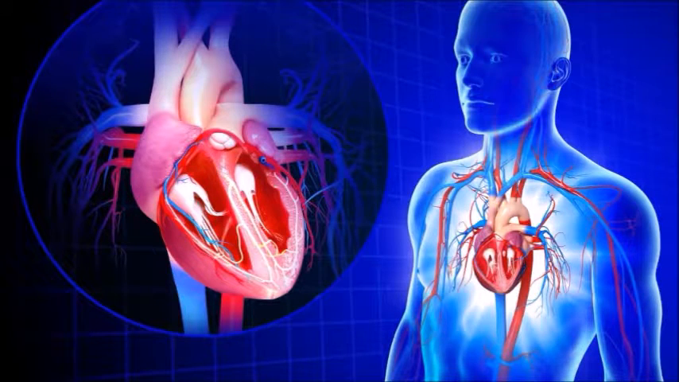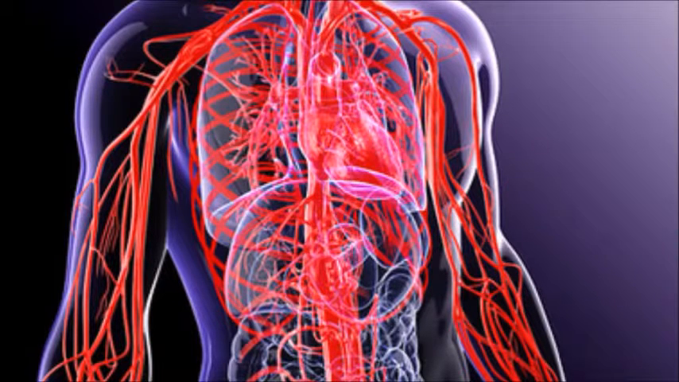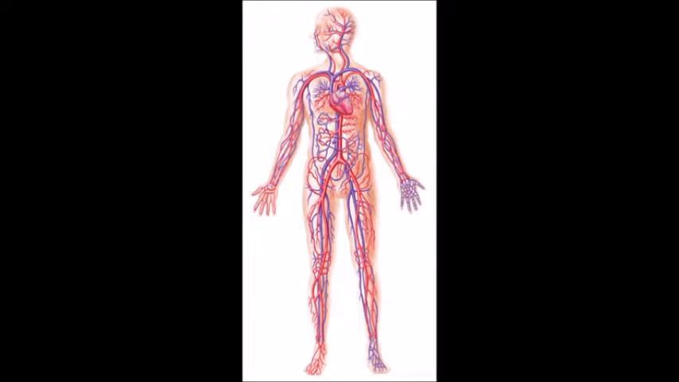Anatomy and physiology of the cardiovascular system. The cardiovascular system consists of blood vessels, heart, and blood. Its main function is for the heart to pump blood through blood vessels to deliver oxygen and nutrients in the body and to pick up waste products.